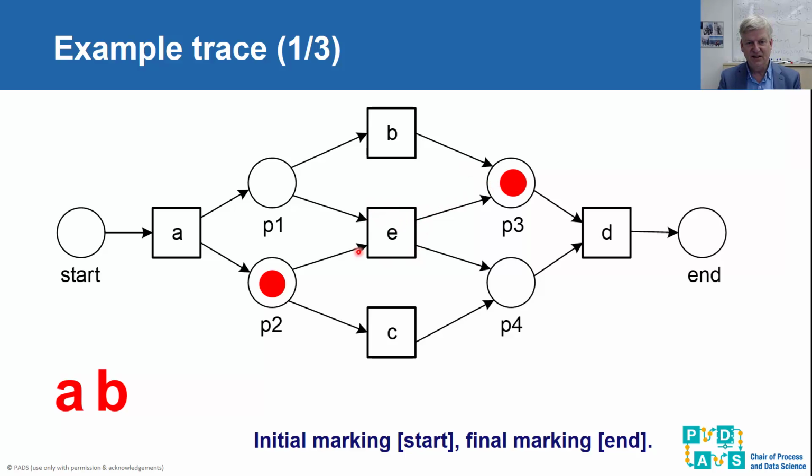Because E's input places are now not all marked, so P1 is empty, E can no longer happen. B of course can also not happen because this token is gone. The only thing that can happen is C, because D is also not enabled, as it requires a token here. I can now execute C because that's the only possibility. And in this state, none of the activities A, B, E, C is enabled. The only one that is enabled is D, and we have reached the final marking. So A, B, C, D is an example of a trace.